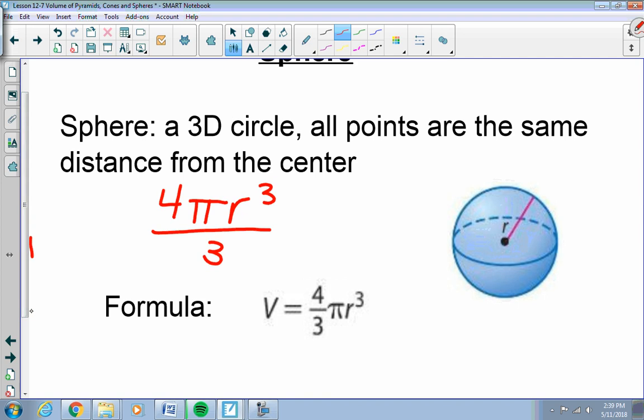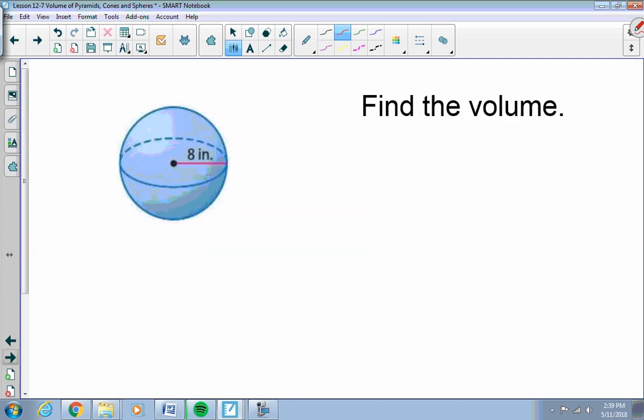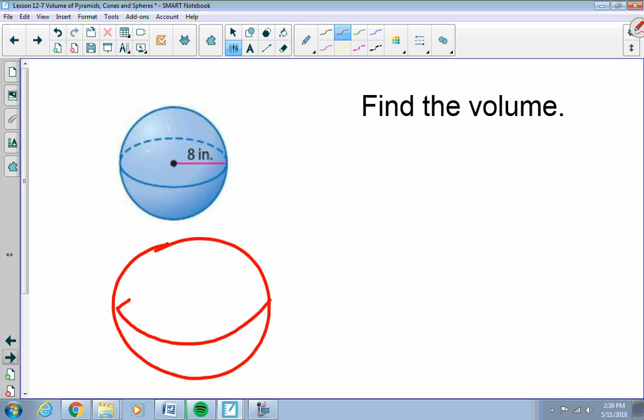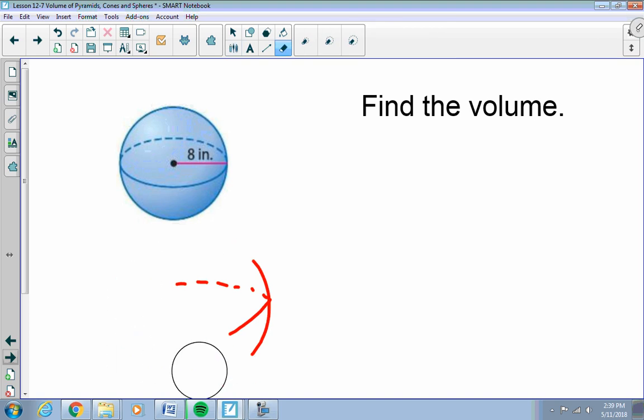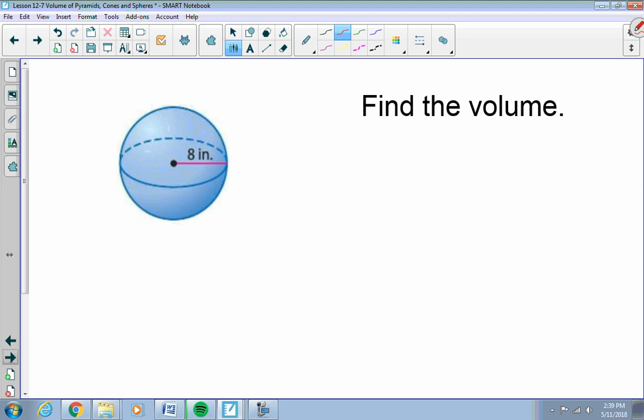All right, so that's what you got to know. Make sure it's written in your notebook. So let's go to the first one. If you need to draw one of these, you just draw a circle and make a curved line in the middle. That's like your front. And then your back, you're going to make one that's just dotted. Okay, you want to try it by yourself?